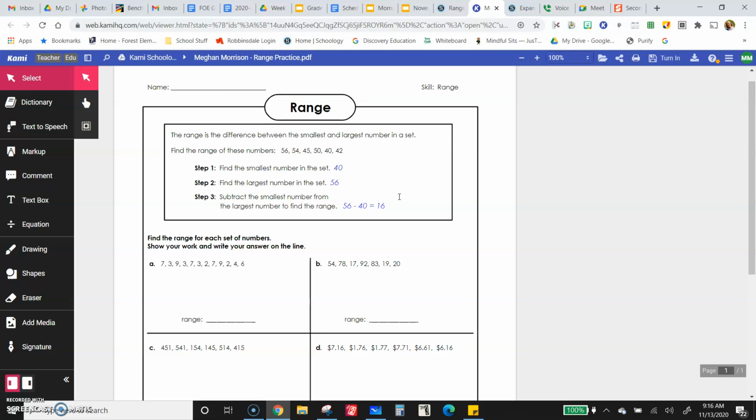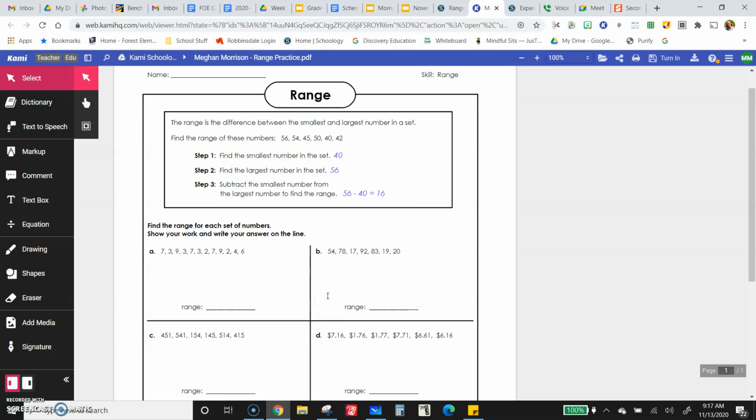Because again, the range is the difference between. You're going to learn a song in another lesson. And it's going to say the range is the difference between. And sometimes that's confusing to students. But remember, difference just means subtract. And it's between the highest and the lowest. So find the difference between those.